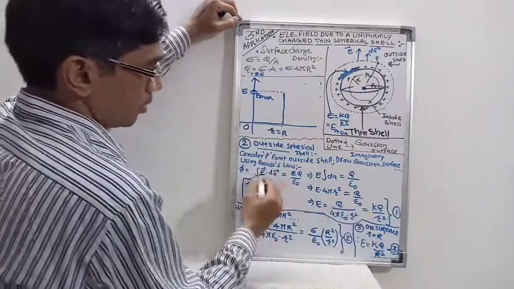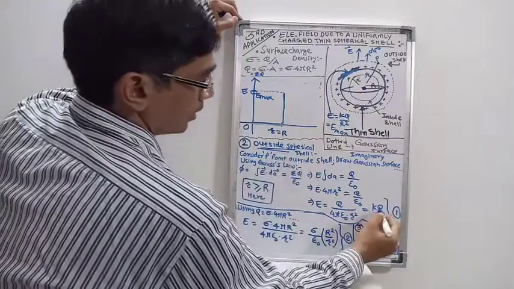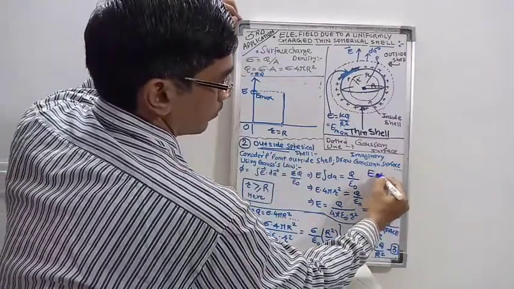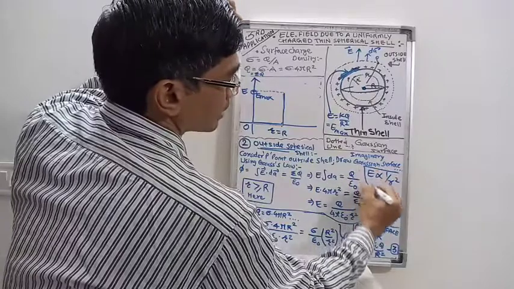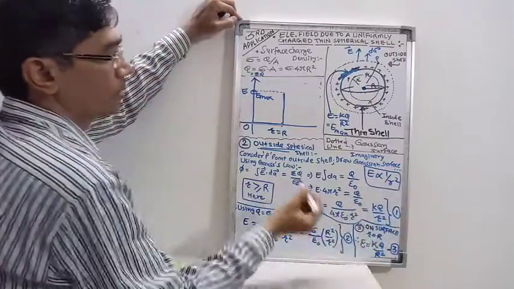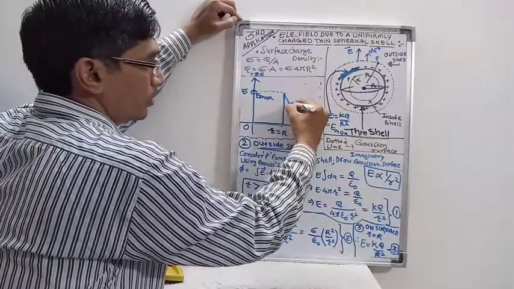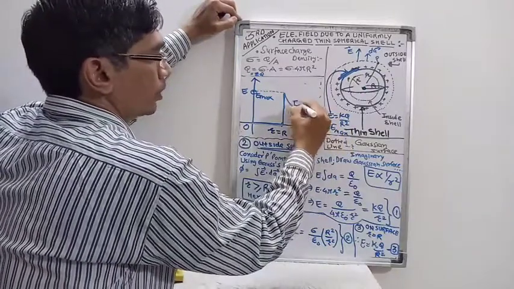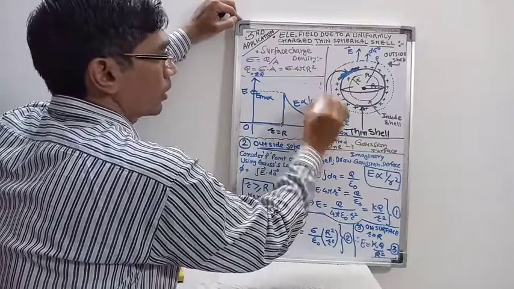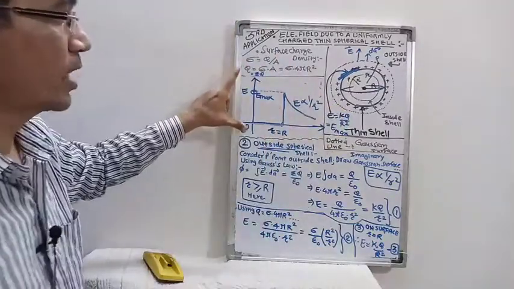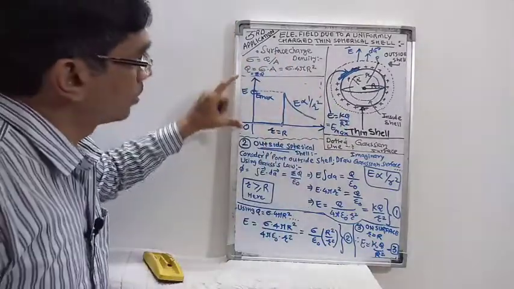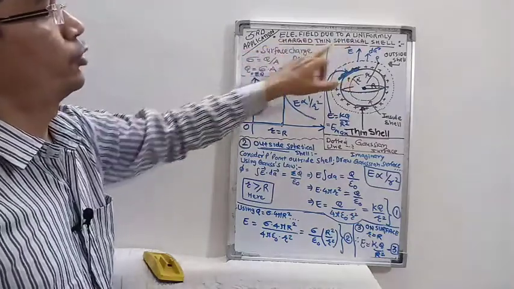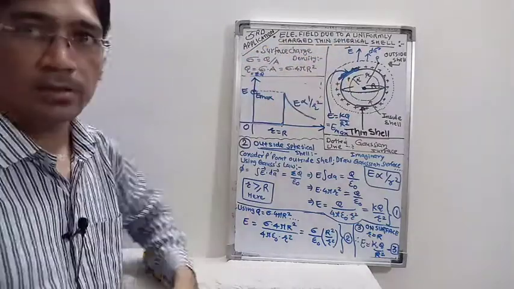After that, outside the surface the electric field is proportional to 1 upon r square according to the first equation. So here we get the decrement of the graph. Here E is proportional to 1 upon r square. So this graph shows the electric field due to the uniformly charged thin spherical cell.